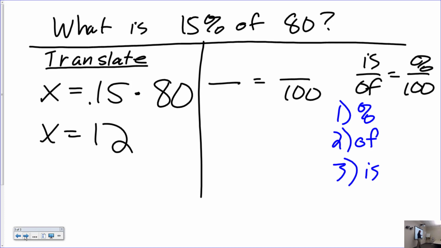You start with the 100 in there already, folks, okay? So the 100 is fixed. It's always there. And that's because of the percent sign, okay? The 100 is there to take care of the percent.